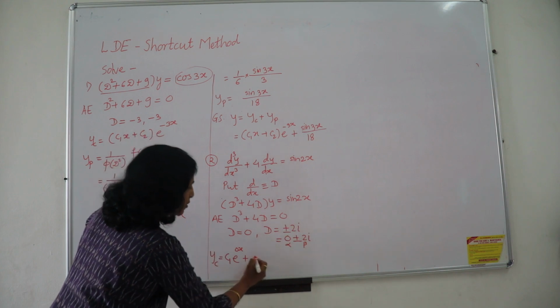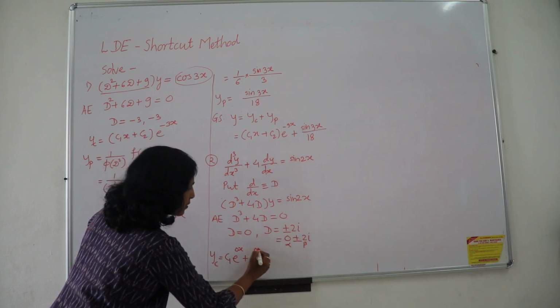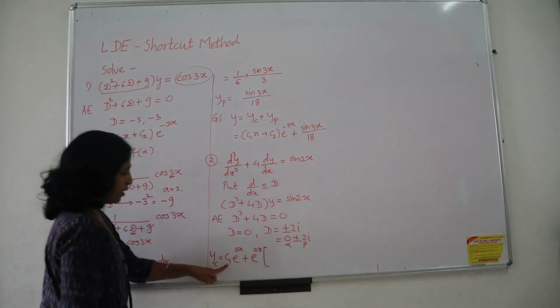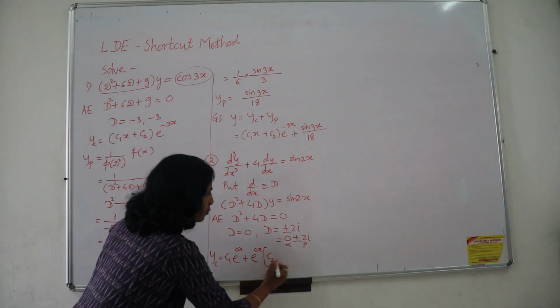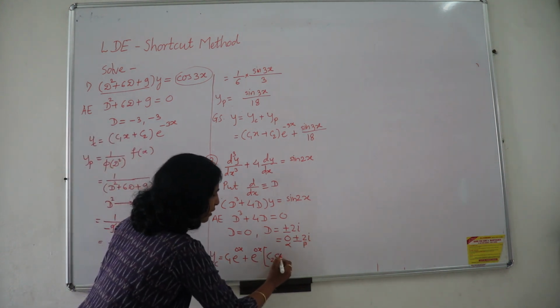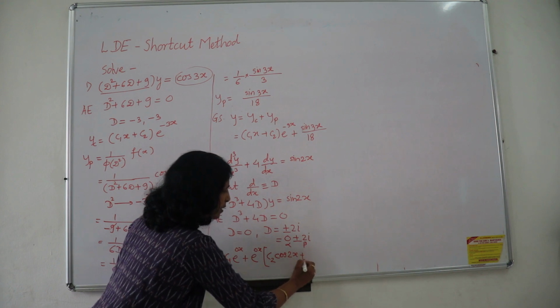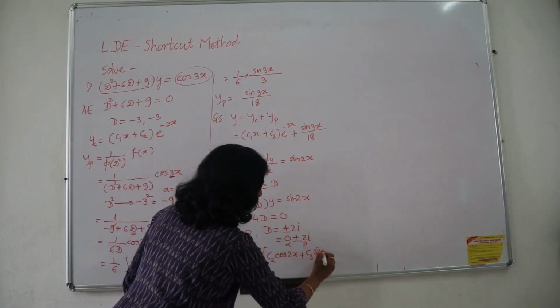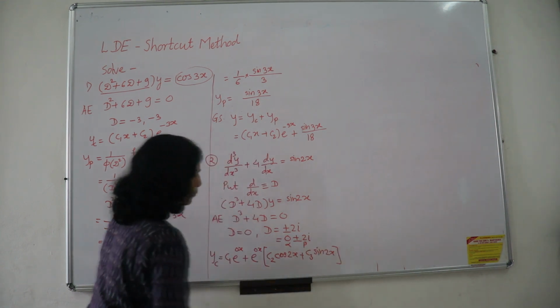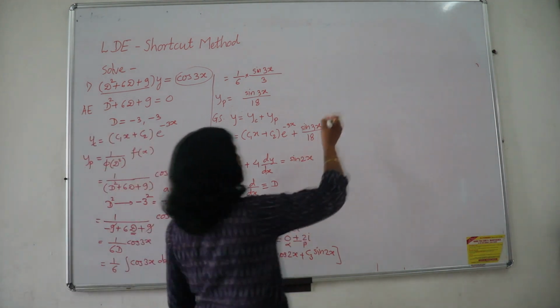Then here, what is the rule here? e raised to alpha 0x into bracket. Now c1 is already used, so I will go for c2, and beta should be used in sin and cos. So cos 2x plus c3 sin 2x, and you may simplify further. e raised to 0 is nothing but 1.